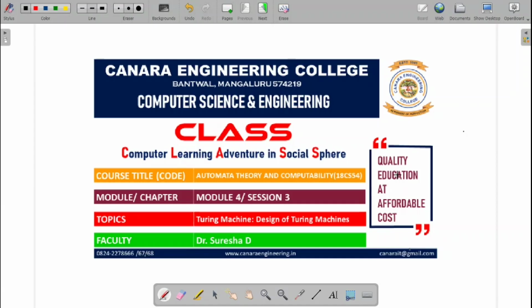Dear students, let us continue our learning on the course Automata Theory and Computability. We are in the third session of module 4. The topic covered under this session is the Turing Machine, that is, the design of the Turing Machine. So in this video we see some examples for designing the Turing Machine.